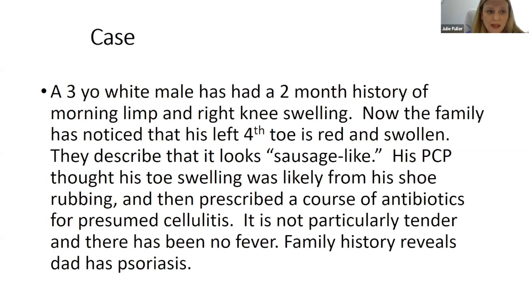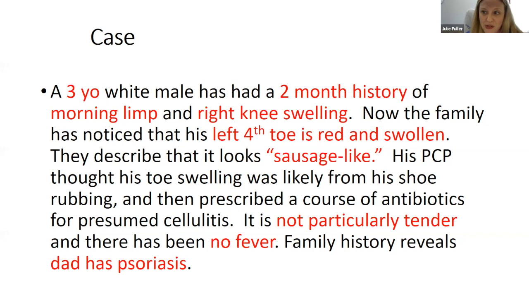Here's our next case, and this time it's a 3-year-old white male with a 2-month history of morning limp and right knee swelling. But now the family's noted his left 4th toe is very red and swollen, and they tell you it looks like a sausage. His primary care doctor thought it was probably from new shoes rubbing and then gave him a course of antibiotic for presumed cellulitis, but it's not really tender and there's not been any fever. And then later questioning shows family history with dad with psoriasis.